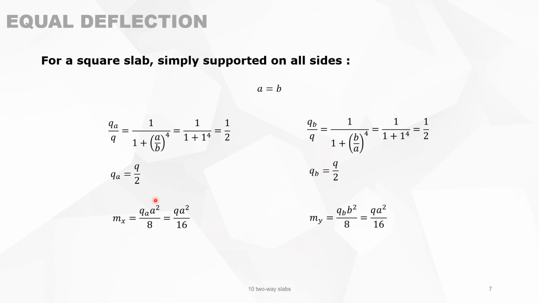Then the bending moment is q span squared divided by 8, or expressed in total load Q, it's Q half A squared over 16, and the same in the other direction because it is a square. So the maximum bending moment for a square slab, simply supported on all sides, is the total load in kilonewton per square meter multiplied by the span squared divided by 16.